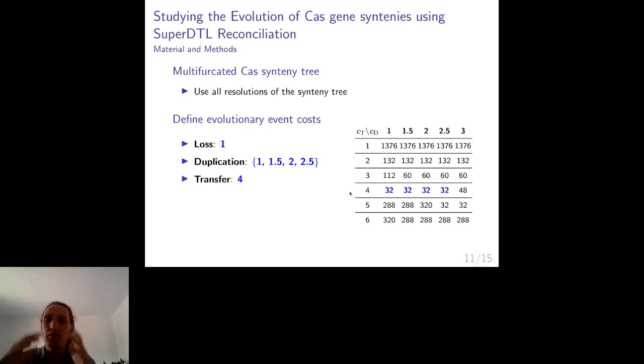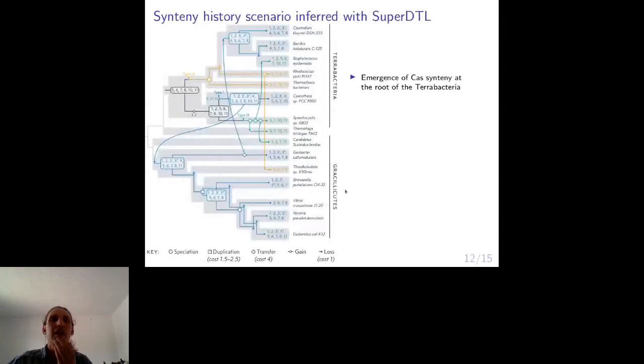So beyond the 32 solutions, we take one of the solutions that seems to us the most plausible evolutionary history. So here is the evolutionary history of the CRISPR-Cas gene synteny of class 1. So we see there is the emergence of the Cas synteny at the root of the Terrabacteria species. So we have the Cas genes 5, 6, 7, 8, 10, and 11.